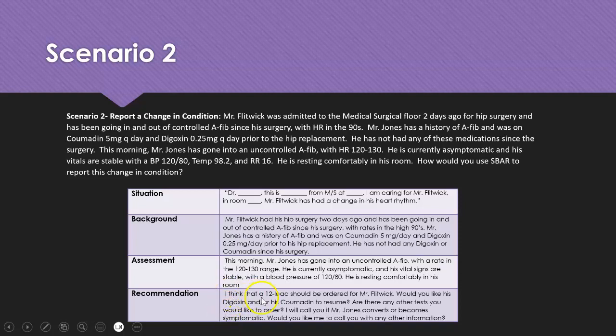And then your recommendation is, I think that a 12 lead, that's an EKG, should be ordered for Mr. Flitwick. Would you like his digoxin or his Coumadin to resume? Or are there any other tests you would like to order? I will call you if Mr. Jones converts or becomes symptomatic. Would you like me to call you with any other information? That is how you give a report.